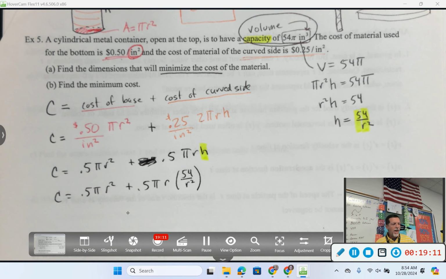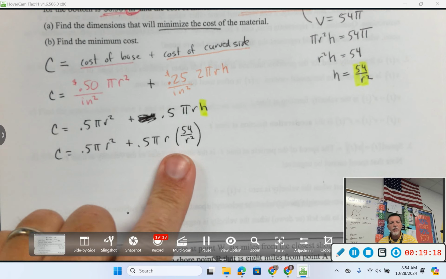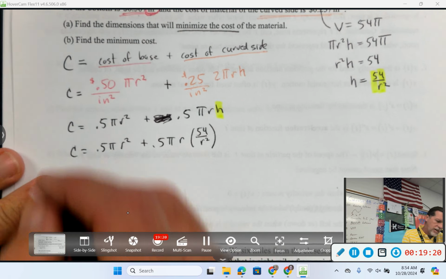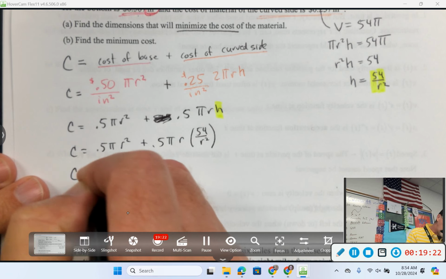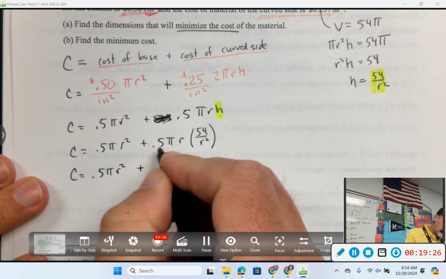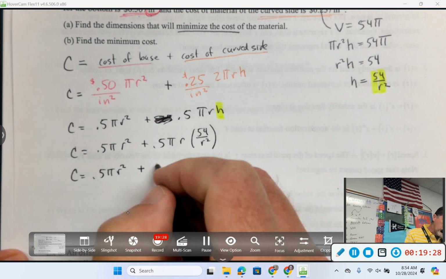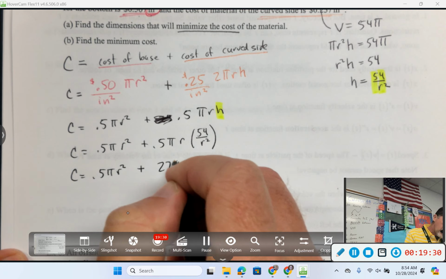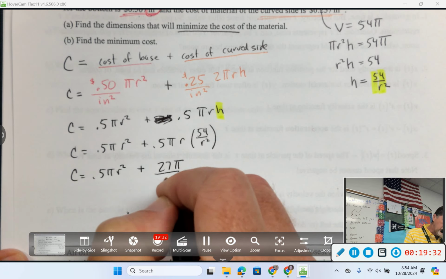Okay, so now I have an expression for the cost only in terms of r. So let's clean up the algebra first and then we'll see if we can learn anything. Half of 54 is 27. And we end up with an r in the bottom.